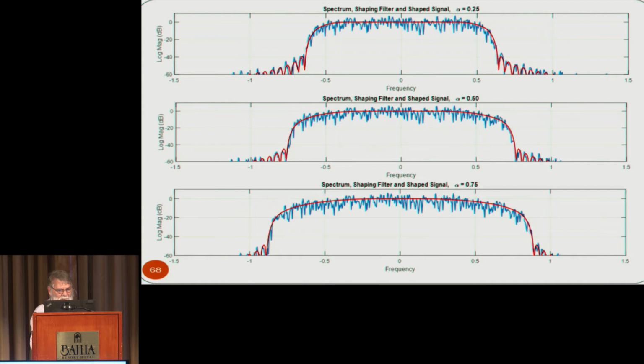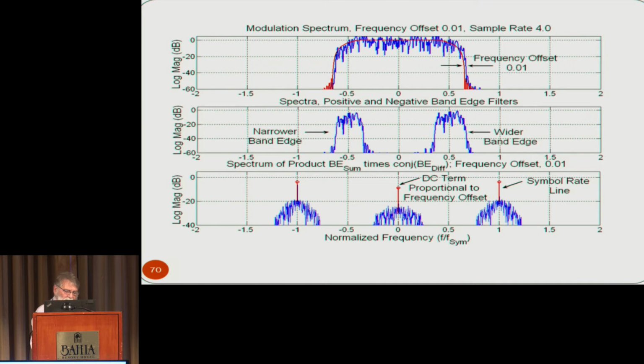The question is, what in heaven's name does a band edge filter look like? Well, here are the two band edge filters, which I'll show in a moment, and notice their frequencies are plus or minus 0.5. When you do the conjugate product, they double out to 1. And that's why your sample rate had to be 4, because otherwise these two would land on the same spot.